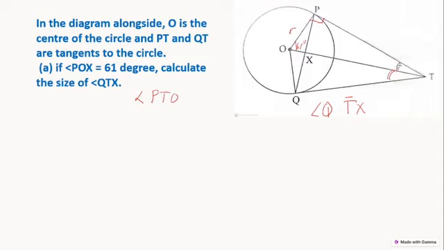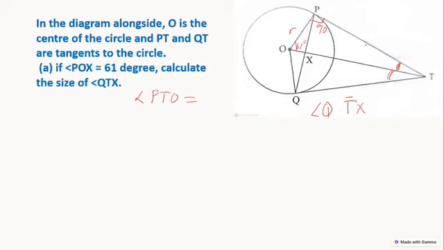Once we find this angle, it will be the same as the angle here. Why are we saying this? Because we know that triangle POT is equivalent to triangle OQT. It's equal, so this angle and this angle will be the same. So let's find this angle first. To find this angle, remember here we have a 61 and here we have a 90.